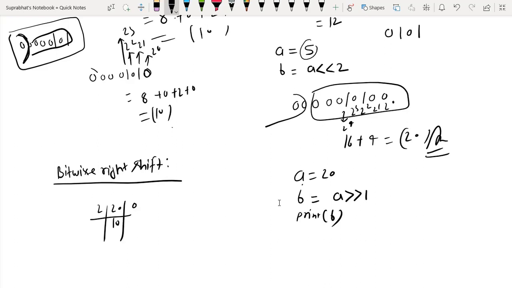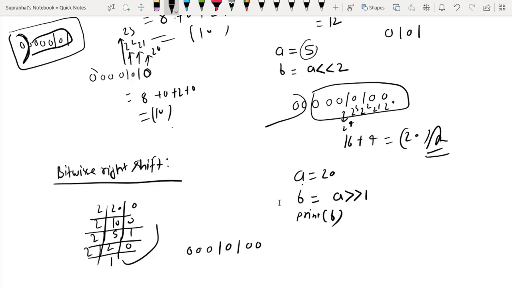2 tens are 20, remainder 0. 2 fives are 10, remainder 0. 2 twos are 4, remainder 1. 2 ones are 2, remainder 0. So the value is 1 0 1 0 0, which is 1 2 3 4 5, and in 8 bits 6 7 8.